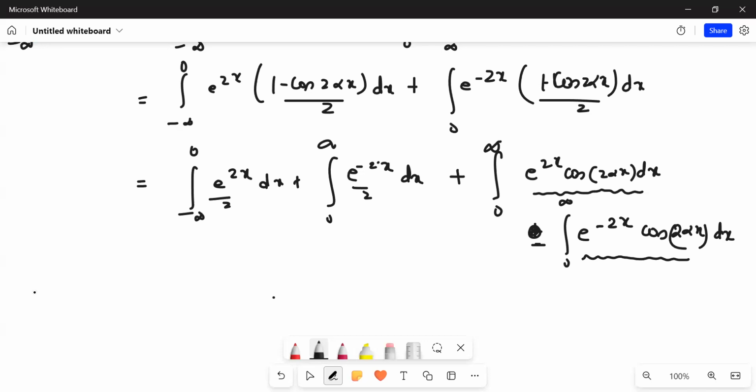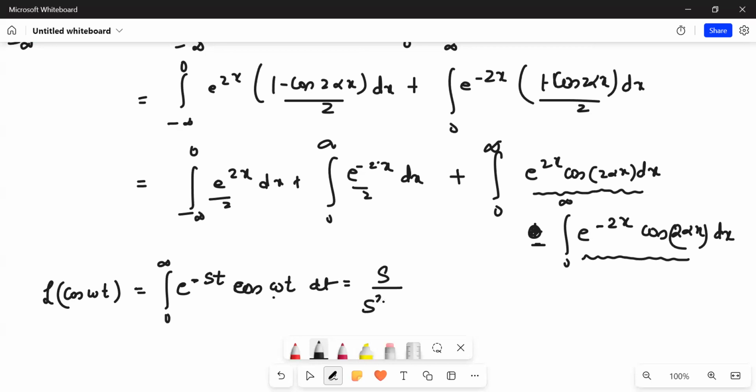I'll write it if somebody does not know this. So the Laplace transform of cos of omega t is equal to the integration from 0 to infinity of e to power of minus st cos of omega t dt. It is equal to s upon s square plus omega square. So you can do it by comparison.